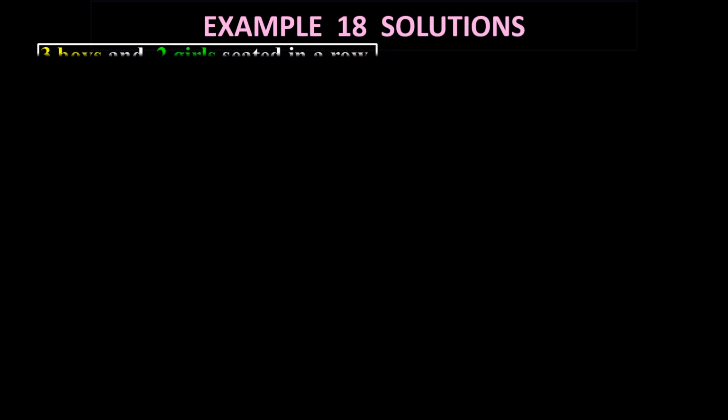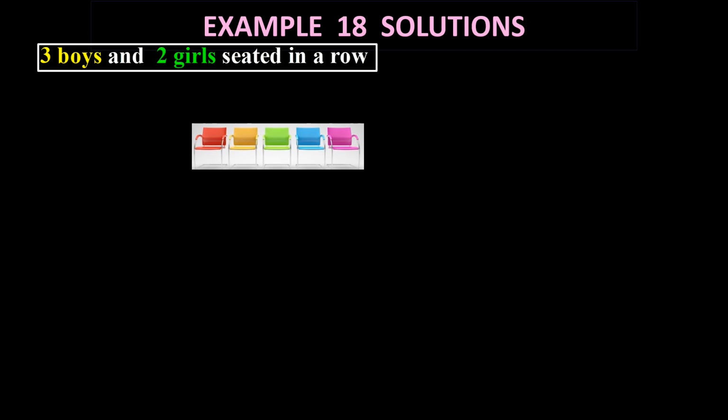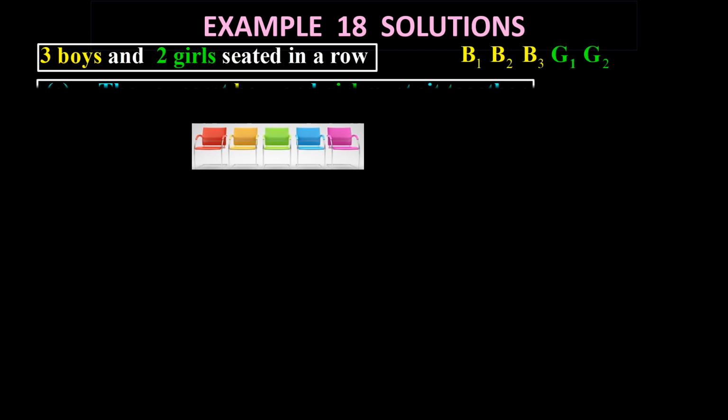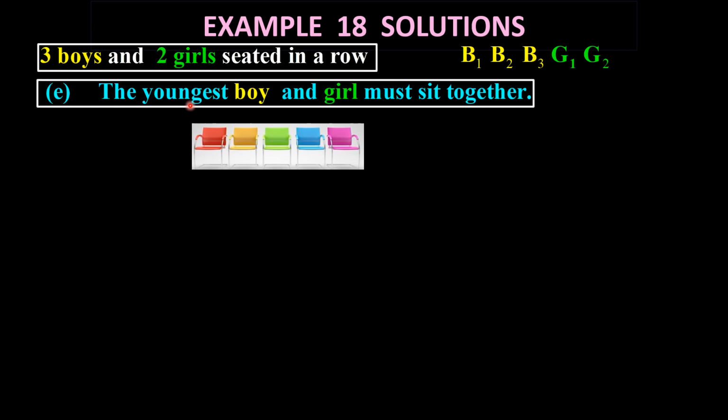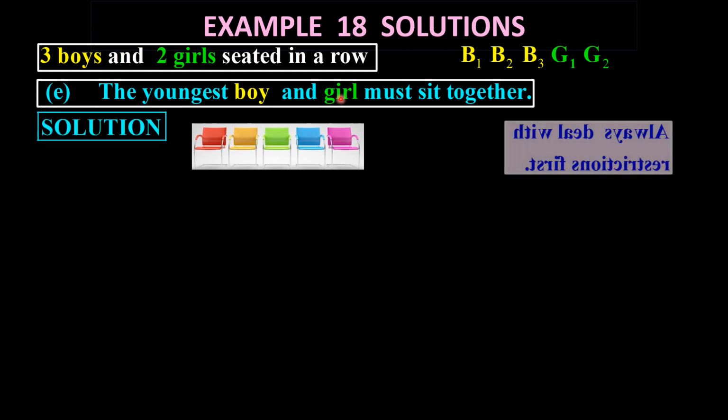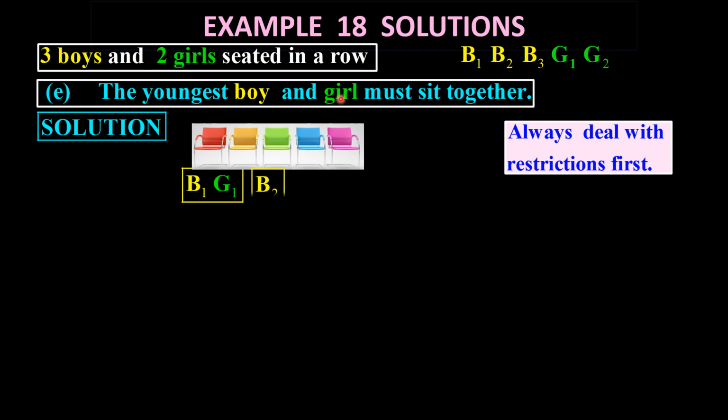Let's look at one more situation of the 3 boys and 2 girls that need to be seated. In this case, it says the youngest boy and girl must sit together. Okay, so let's assume that the youngest boy is boy 1 and the youngest girl is girl 1, right? The two of them are the youngest, so they must be together, and there's no restriction on the others. So there are still 2 more boys that need to be seated and 1 girl, right?